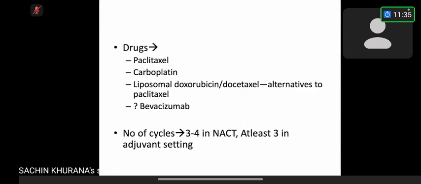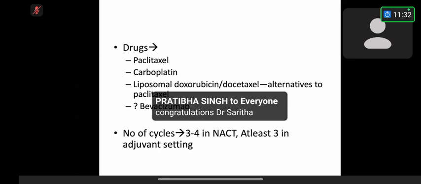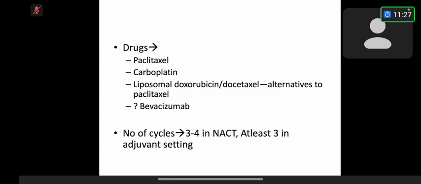So, just for all the students, what are the drugs we use as chemotherapy in ovarian cancer, be it NACT or adjuvant? The most important drugs are paclitaxel and carboplatin. Sometimes when giving paclitaxel is not feasible, say because of pre-existing neuropathy or the patient develops a hypersensitivity reaction to paclitaxel, the alternatives are liposomal doxorubicin and docetaxel. Can we use bevacizumab during the course of ovarian cancer? I will discuss that in my next slides.